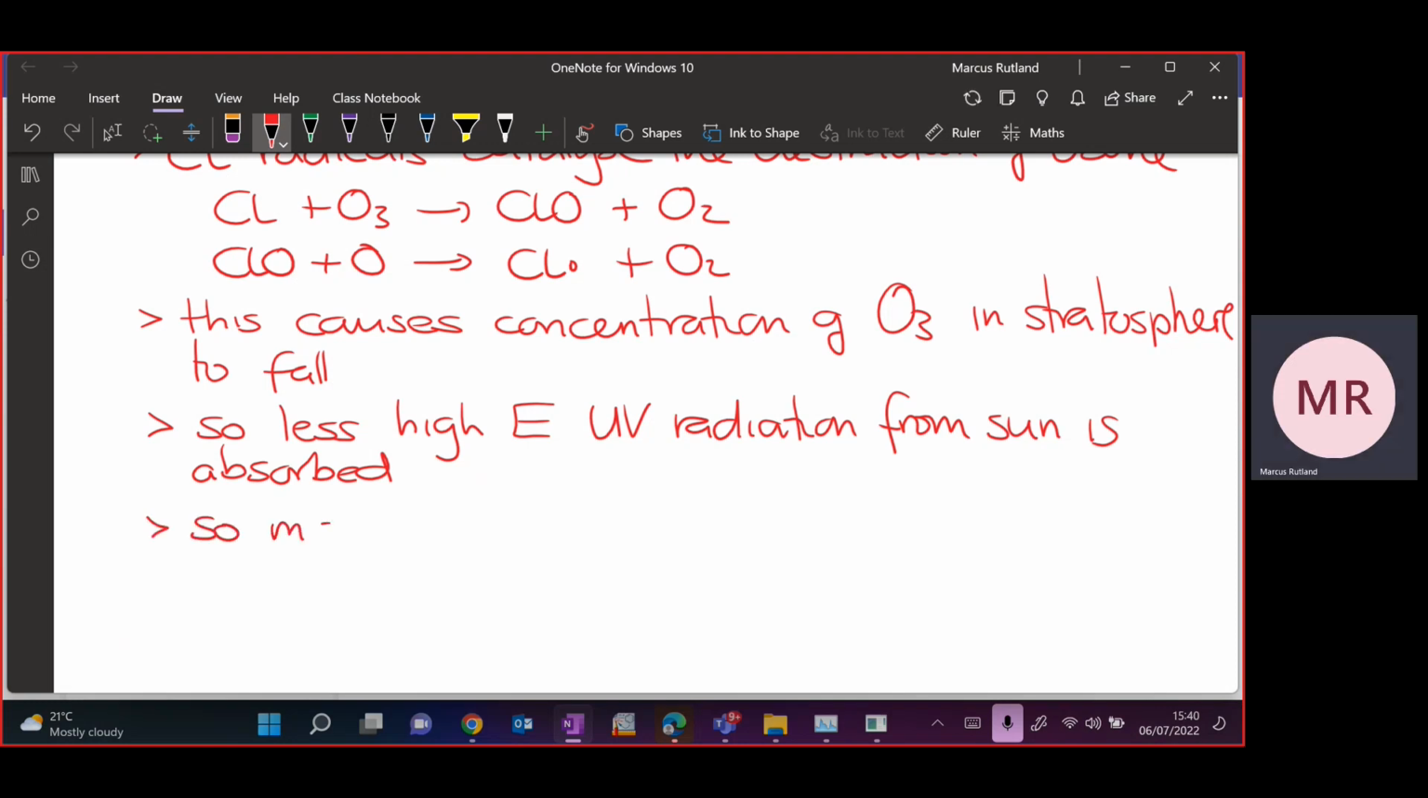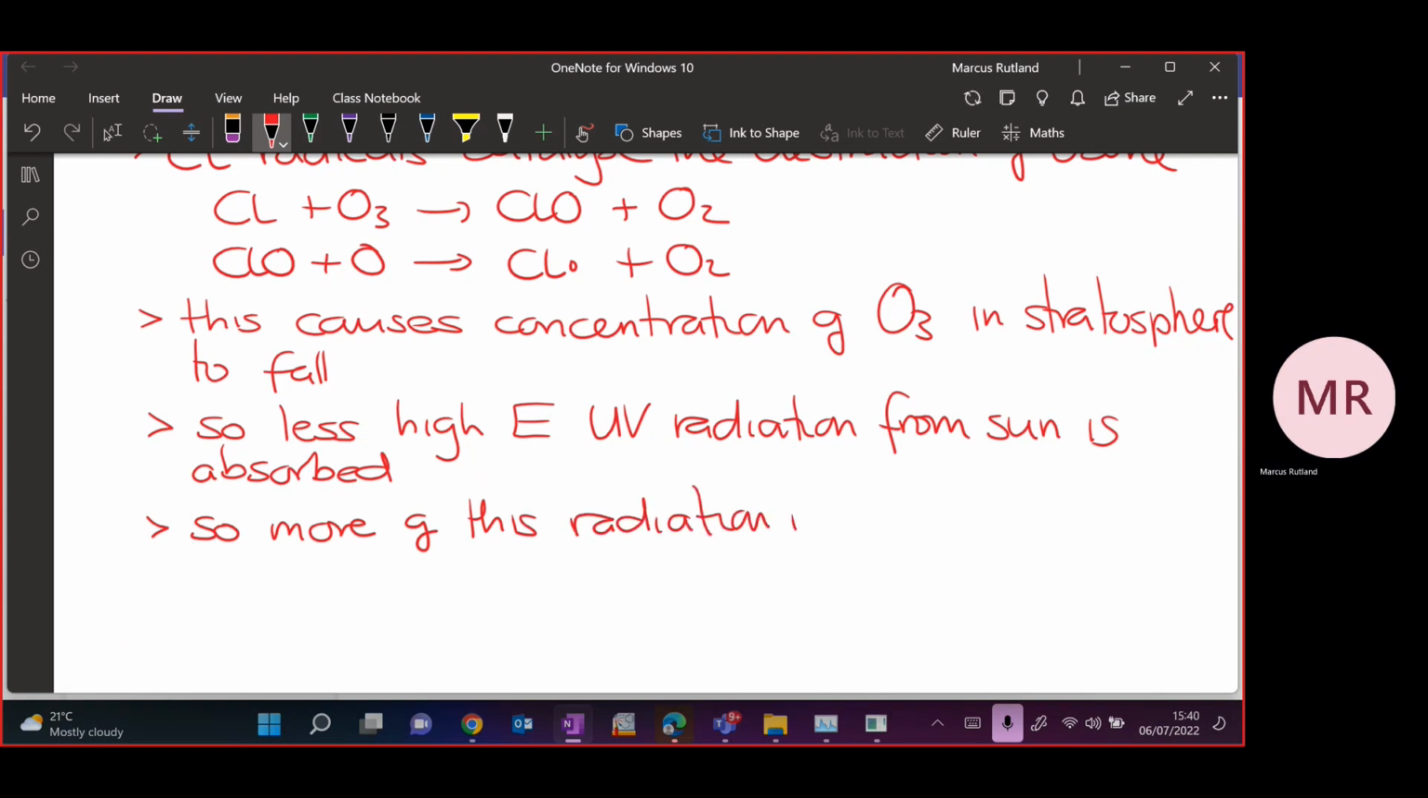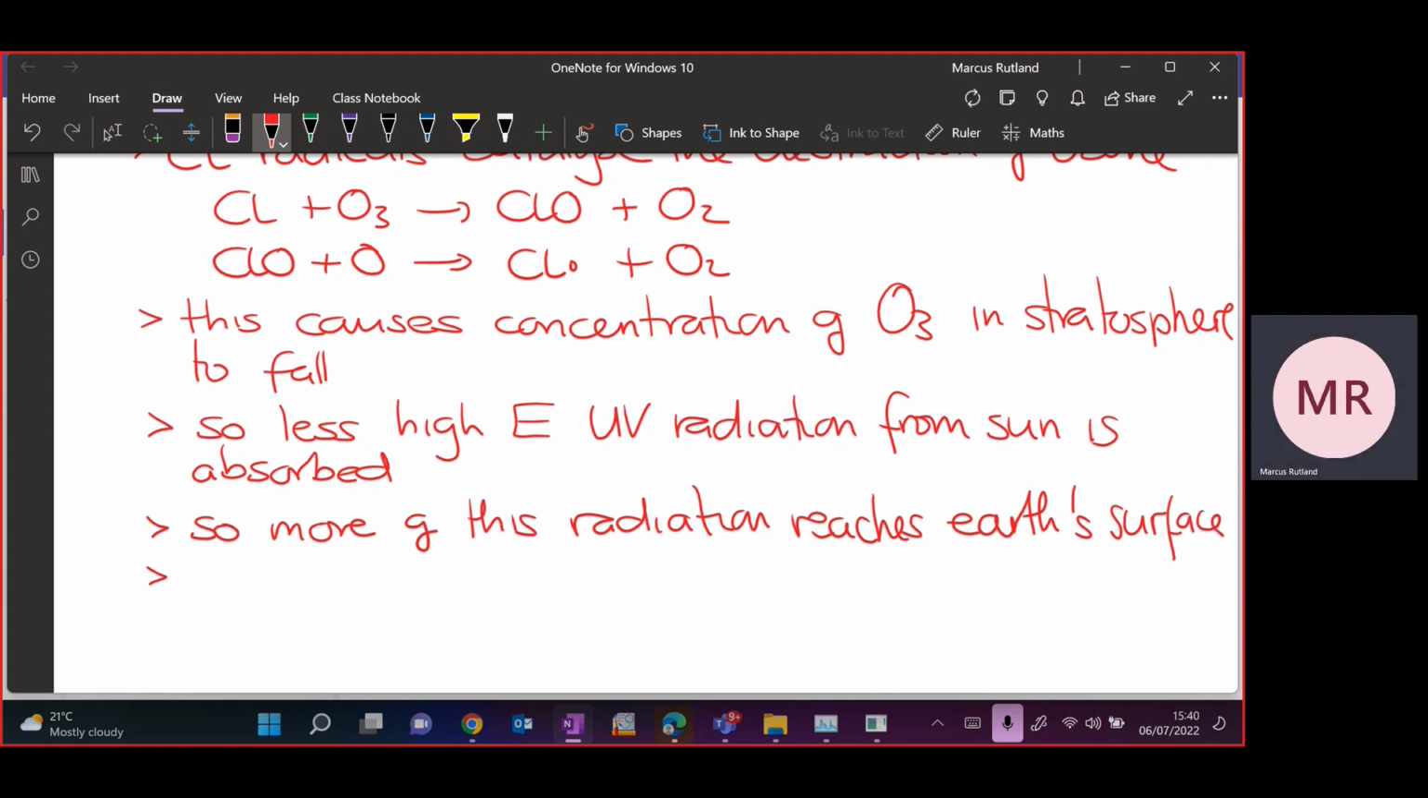So more of this radiation reaches the Earth's surface. So more DNA mutations, more skin cancer.